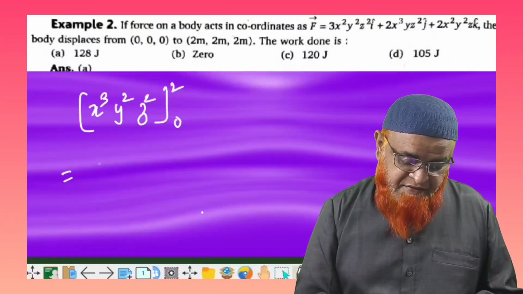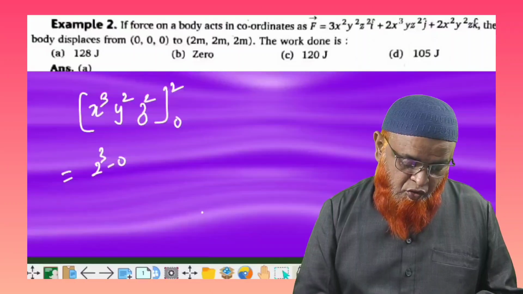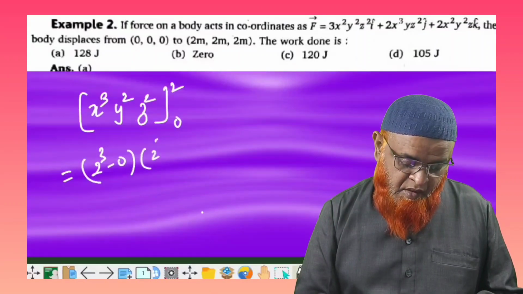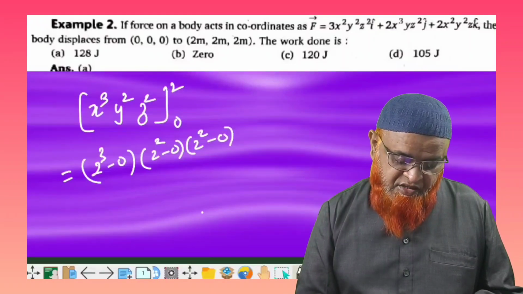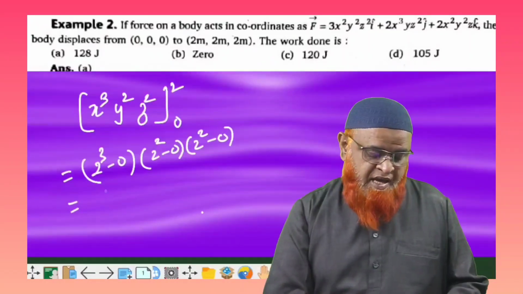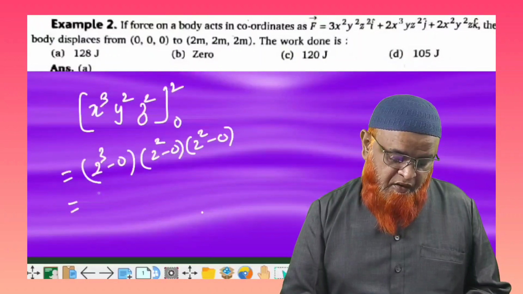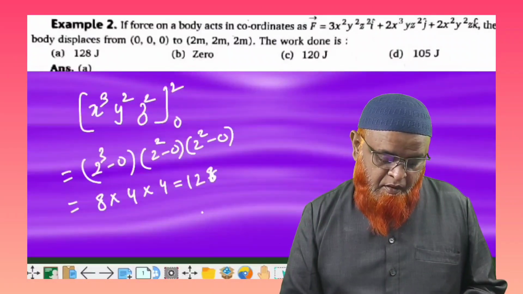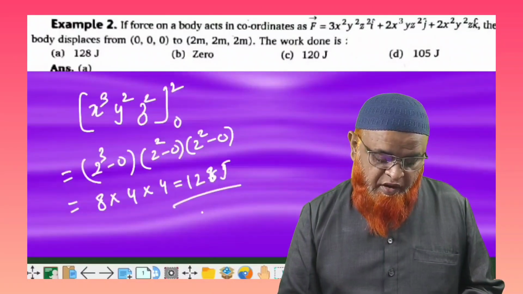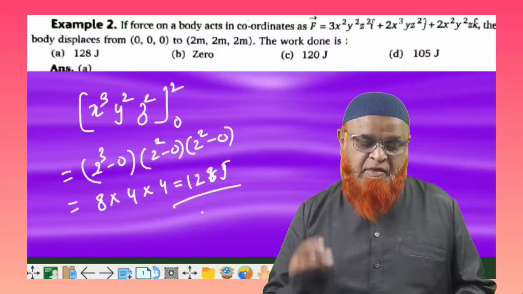So it's very simple that here 2 cube minus 0 into 2 square minus 0 into 2 square minus 0 again. So you have applied the limits from 0 to 2, just you can write 2 power 3, which is nothing but 8. This is 4 and this is 4. 12 here, okay. So we're getting 128 joules as your answer. It is a simple shortcut method by solving this.